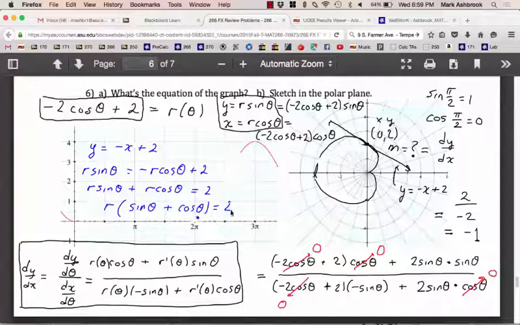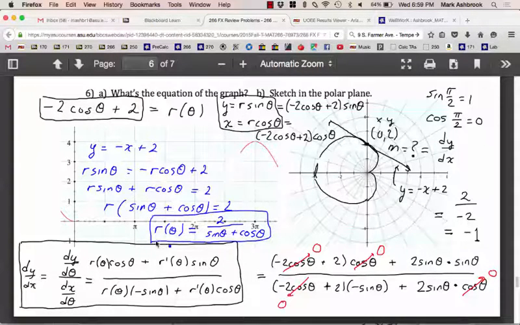Right. So r as a function of theta, this line, is 2 over sine theta plus cosine theta. So notice that equation is not very friendly, right? 2 over sine plus cosine.